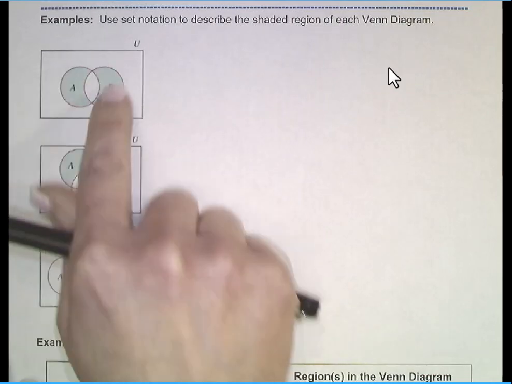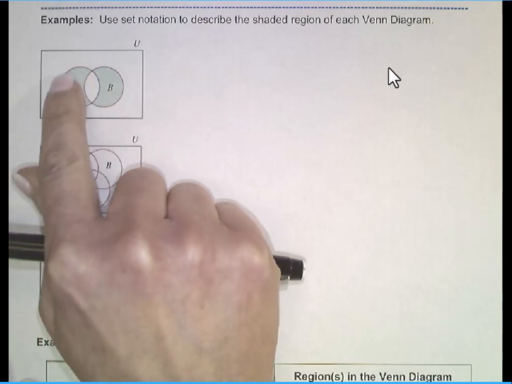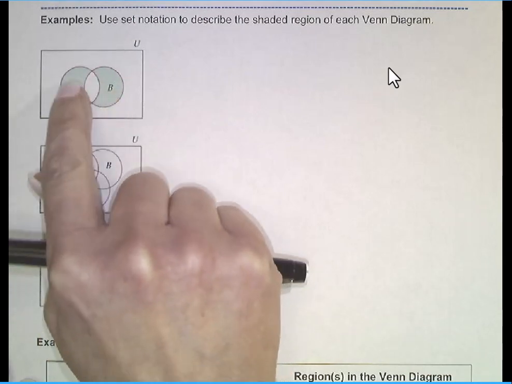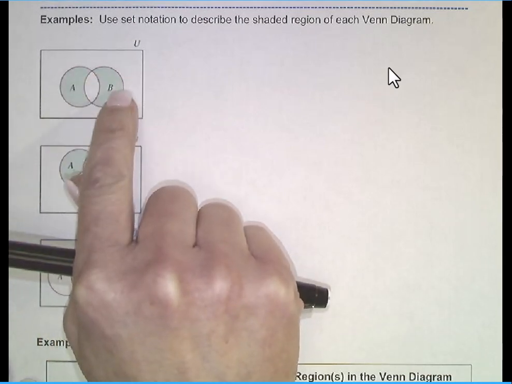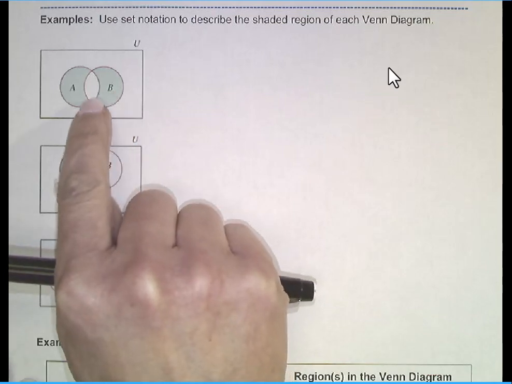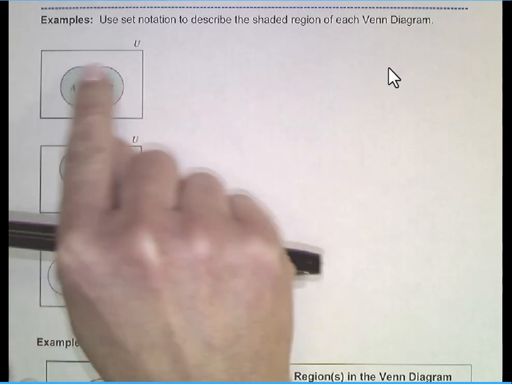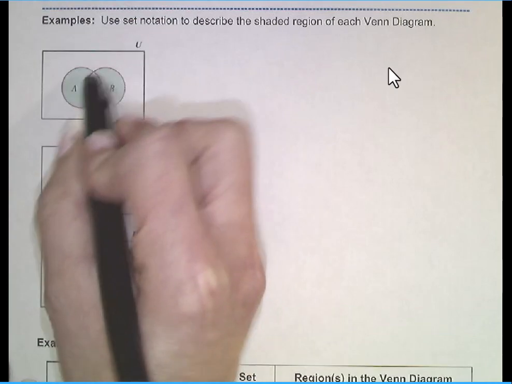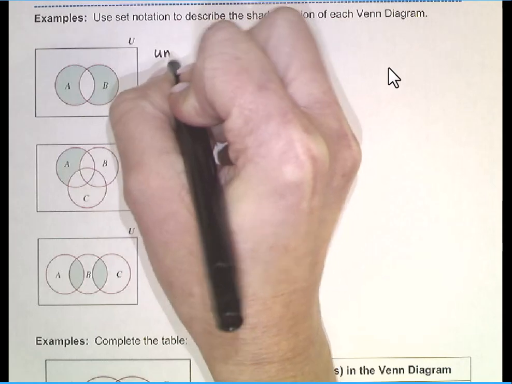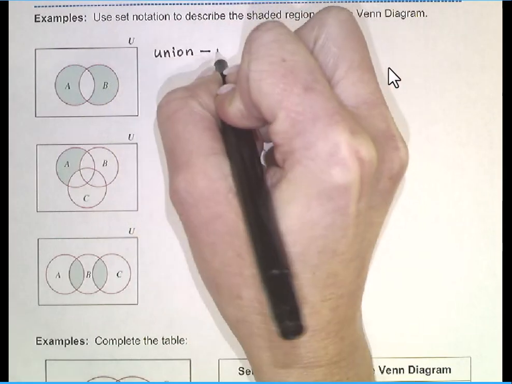So I would say here, it looks like they started out with a union, which would be both circles together, like A and B, both circles all shaded together. But then they went in and they erased the intersection. So it was like they started with the union, and then they went in there with an eraser and erased out the intersection in the middle. So I would say this was a union minus an intersection.